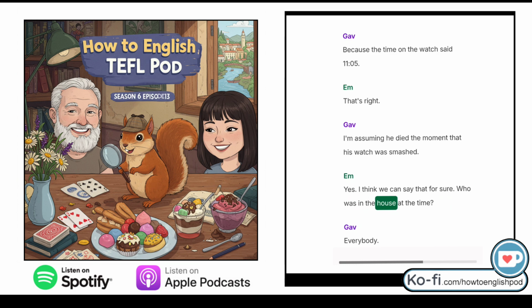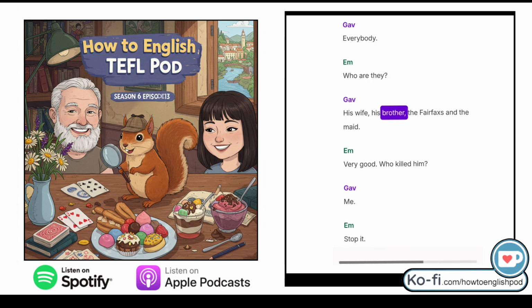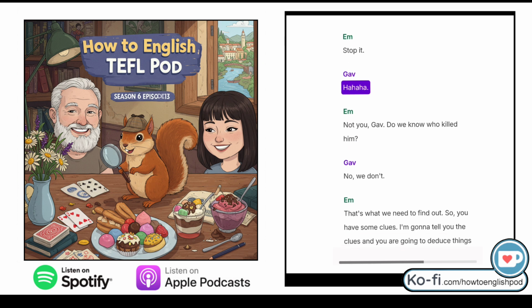Who was in the house at the time? Everybody. Who are they? His wife, his brother, the Fairfaxes, and the maid. Very good. Who killed him? Me. Stop it. Not you, Gav. Do we know who killed him? No, we don't. That's what we need to find out.